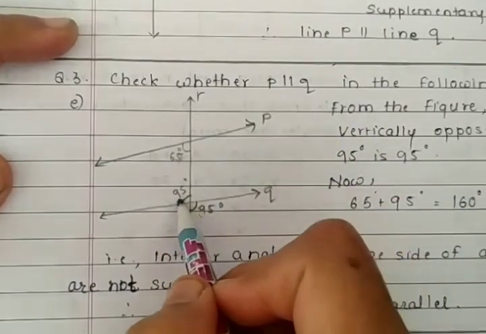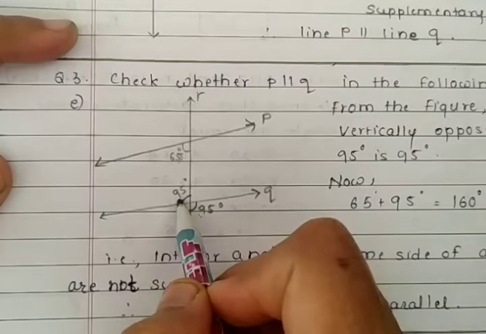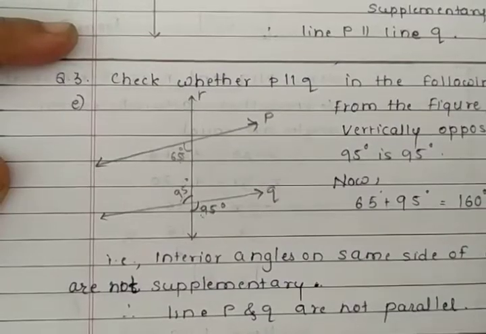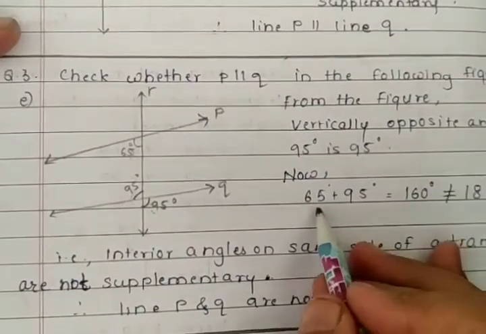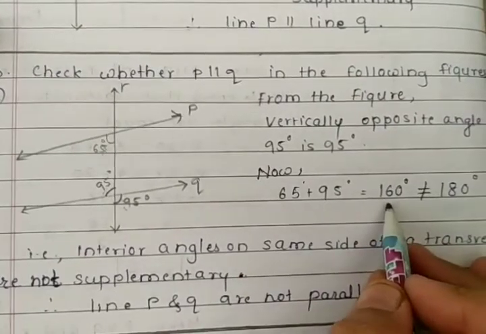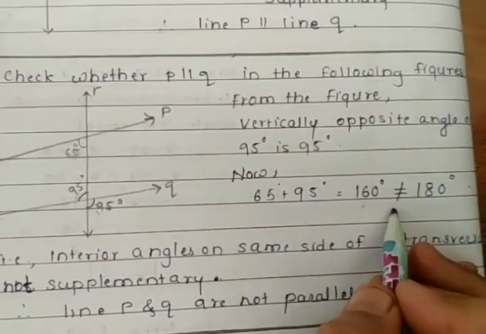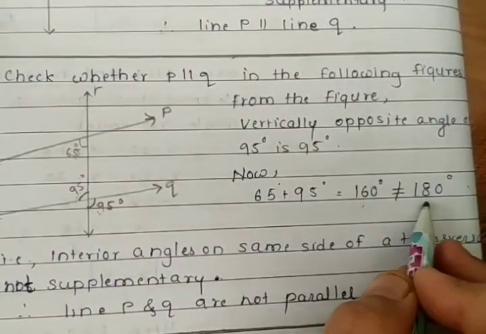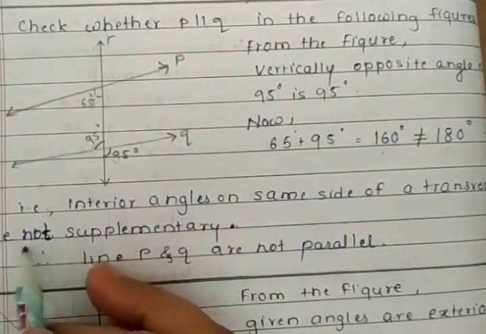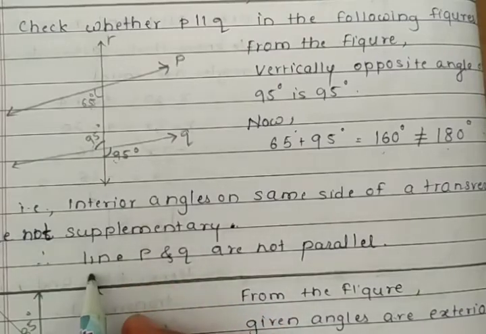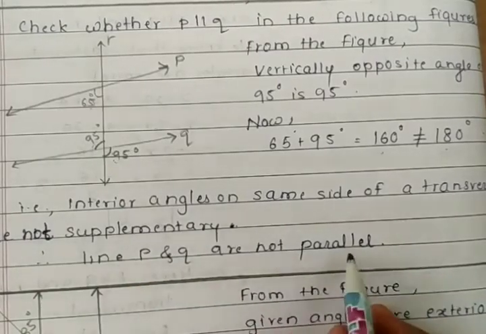65 plus 95 will be 170, right? Is it? Sorry, it will be 160, right? So 65 plus 95 is equal to 160, which is not equal to 180, right? That means interior angles on the same side of a transversal are not supplementary. That means lines P and Q are not parallel. Clear?